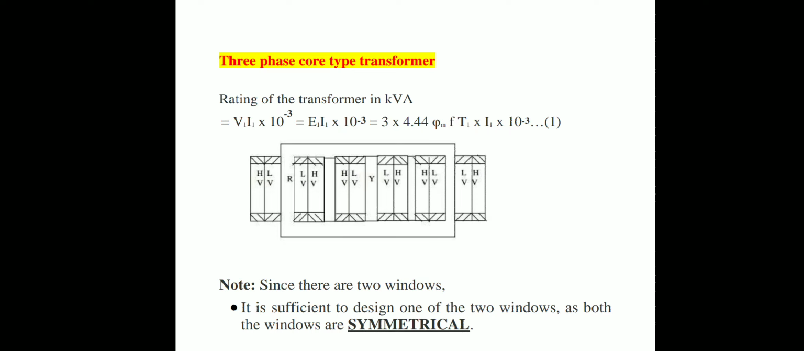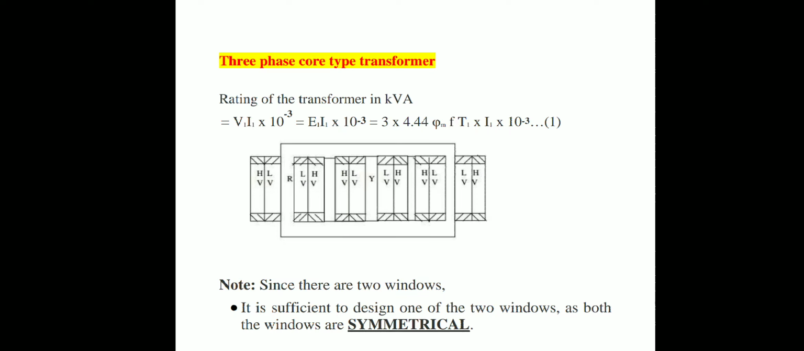See this diagram. The three vertical limbs R, Y, B. Just see the position, the location and the arrangement of low voltage winding at each of the core, at each of the leg or that vertical limb. Low voltage winding is done just after the leg. After it there is insulation, after it there is high voltage winding. For the same purpose we have discussed earlier in this video.